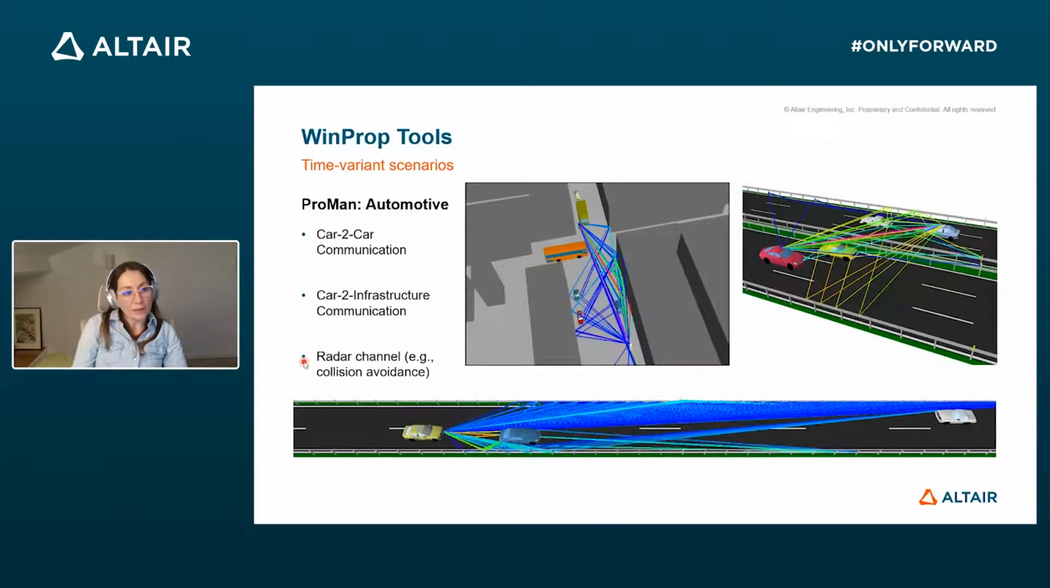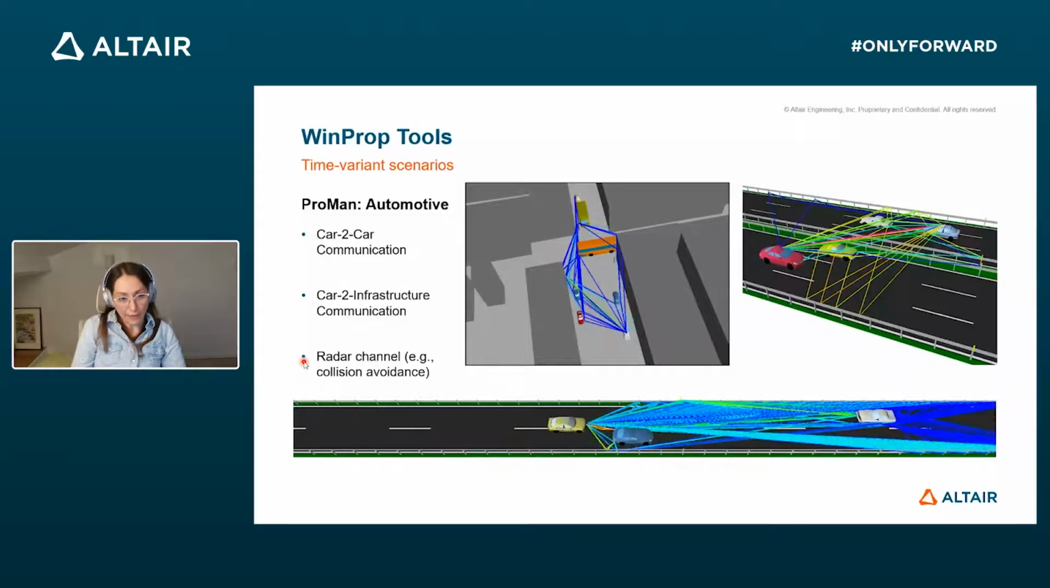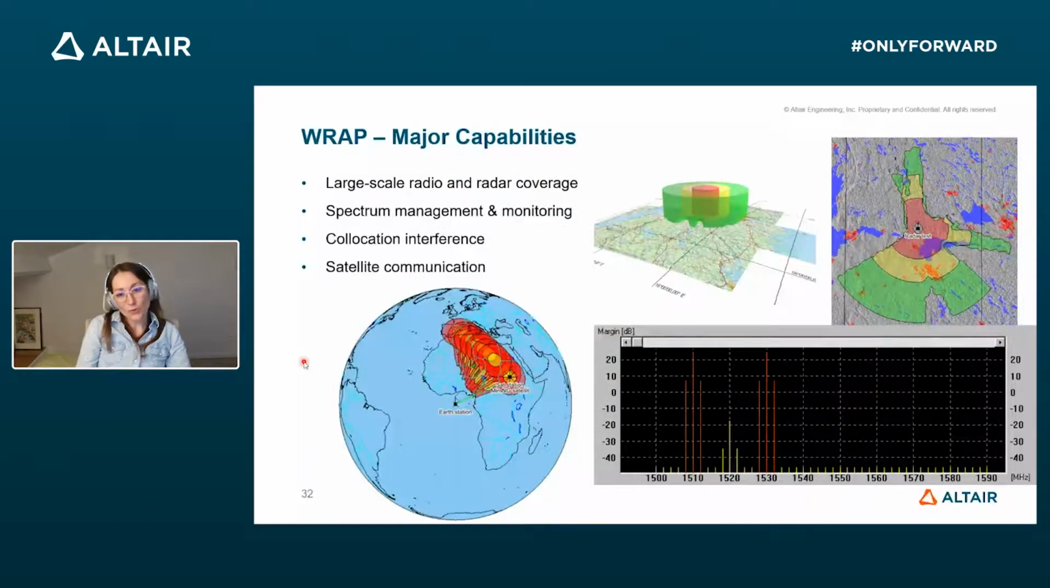So this is to give you also an idea about the different tools that we have within Windprop. Coming to RAP, RAP is a tool which allows us to perform even bigger analysis. And what I mean by bigger analysis is that we are moving to bigger areas and a wider scale. Within RAP, we have the possibility to perform large-scale radio and radar coverage analysis, for example.